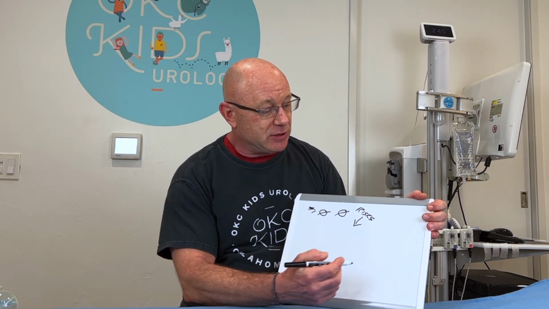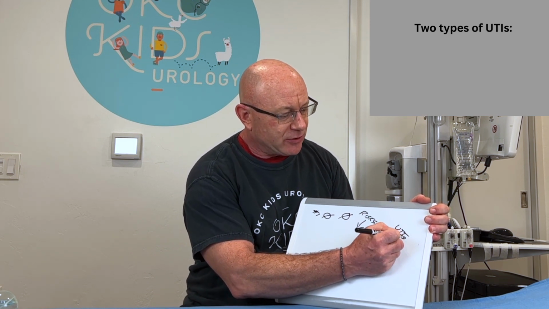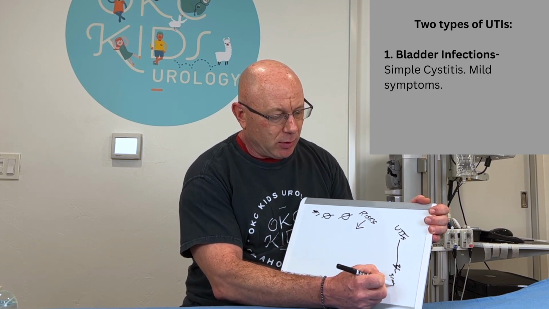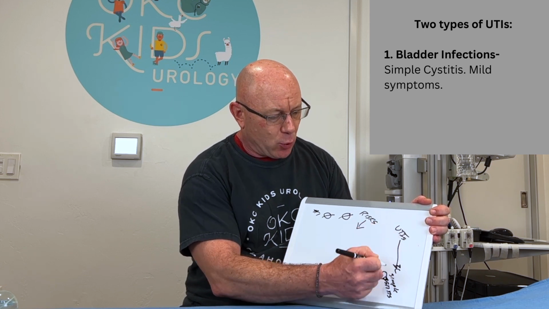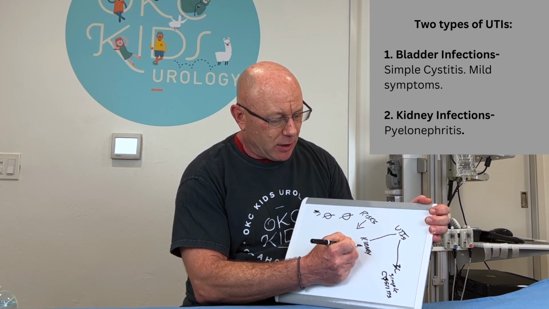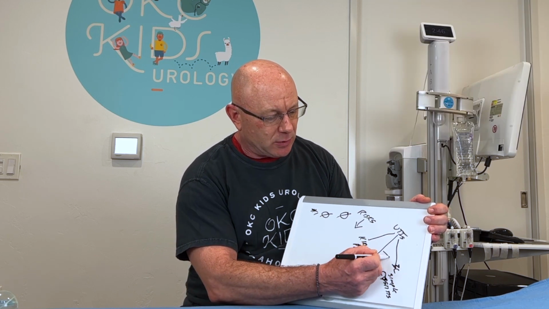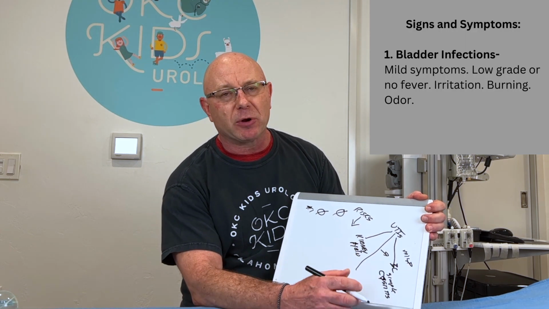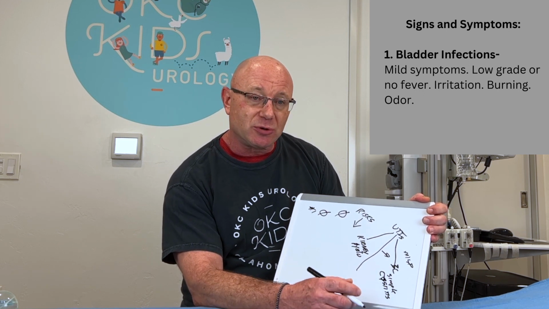And when we talk about UTIs, there's basically two types. With urinary tract infections, you can have bladder infections, which are what we call simple cystitis, and your symptoms are going to be more mild. You can also have kidney infections, and that's what we call pyelonephritis. If you have a fence down the middle and you're looking at symptoms, over on this side of the fence, things are going to be mild. You may have a low-grade fever, you may have no fever, more irritative symptoms, burning, odor, those type of things.